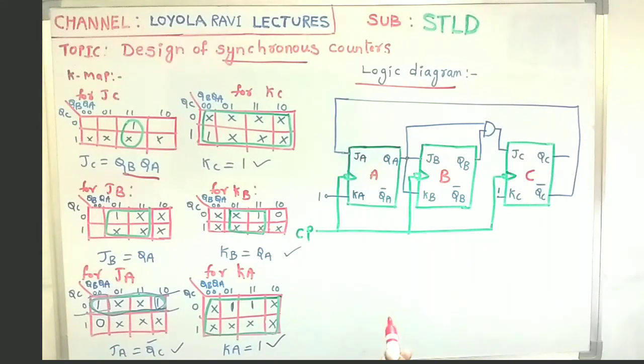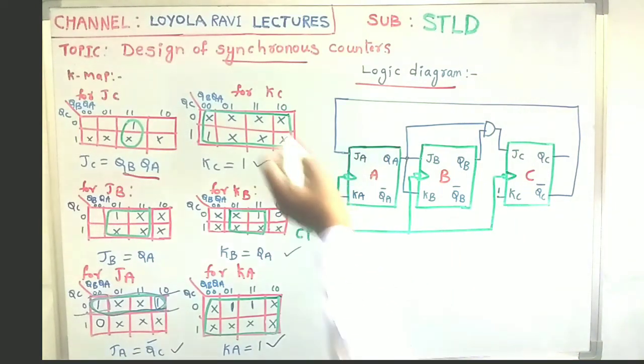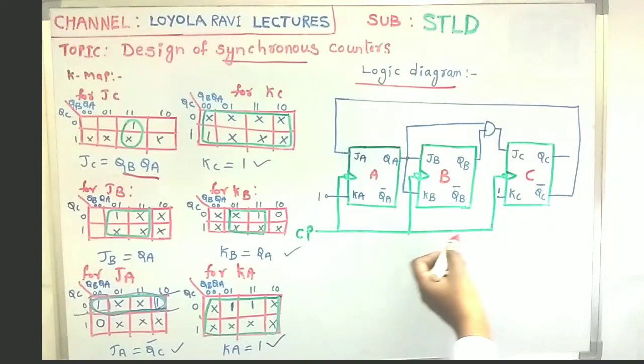If it is an asynchronous counter, we will apply clock to the first flip-flop, and the first flip-flop output acting as the clock for the next flip-flop, and this flip-flop output acting as the clock for the next flip-flop, and so on. That is for asynchronous counter. But in any synchronous counter, we have to connect clock to all flip-flops simultaneously. Okay, this is the end of synchronous mod 5 counter using JK flip-flop.